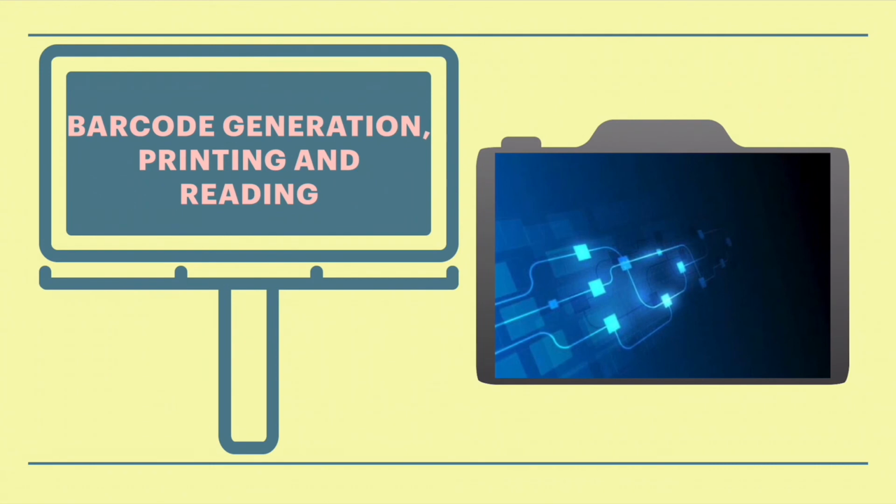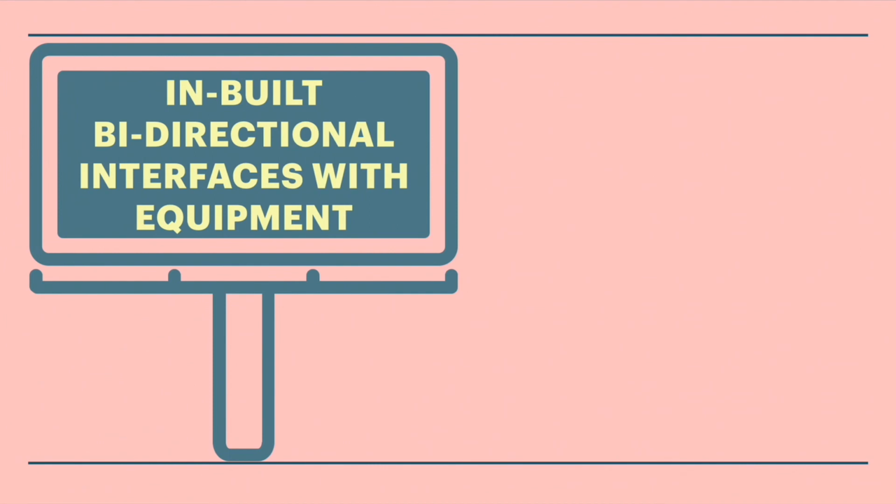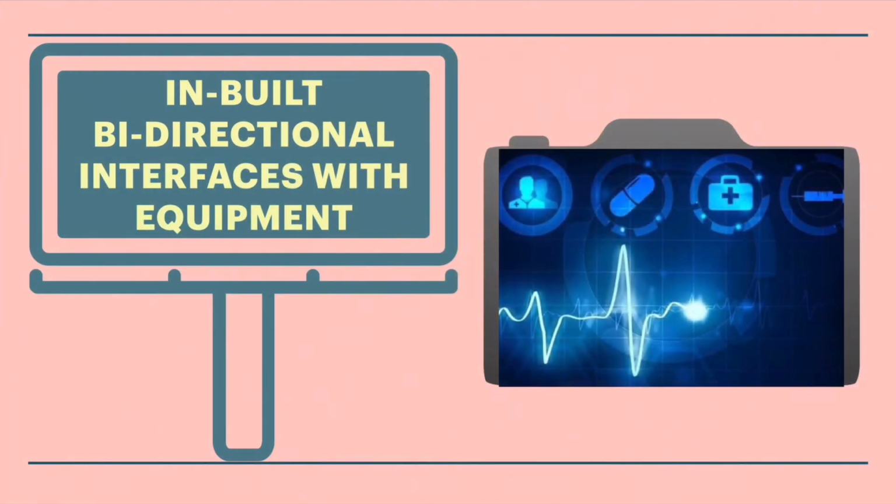Barcode generation, printing, and reading. This feature enables a faster and easier method of sample identification. Inbuilt bidirectional interfaces with equipment. It is a two-way communication between the LIMS and the machine analyzers. It is also a productivity hack, and there's less room for errors.